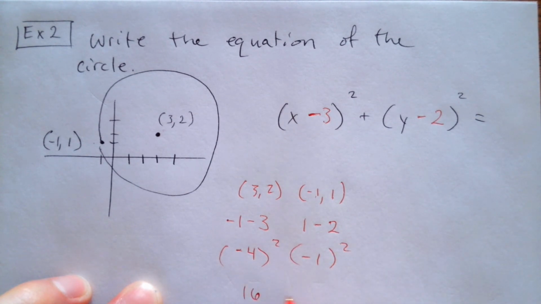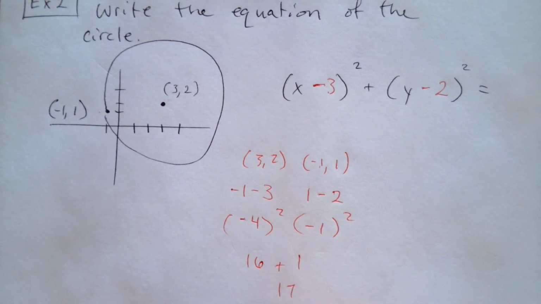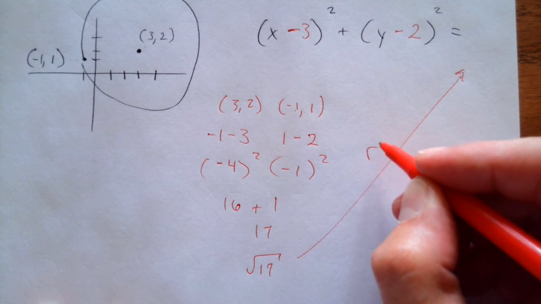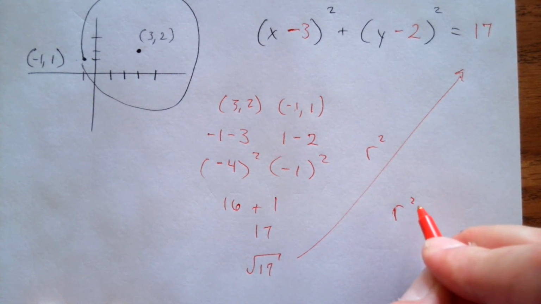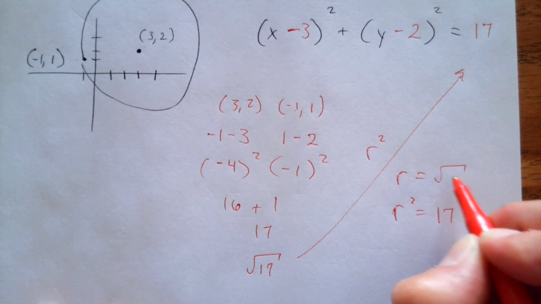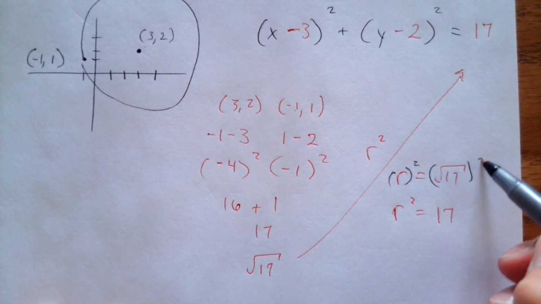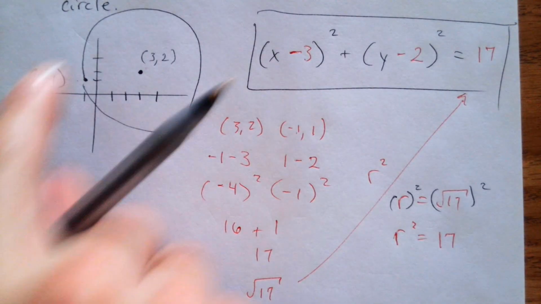Squared, we get 16 and 1. Add them, we get 17. Square root, we get the square root of 17. However, when we put it back in here, we have to square it. So we get regular 17. So r squared equals regular 17 if r equals square root, because you're squaring both sides. So this is the answer, because it's asking to write the equation of the circle.